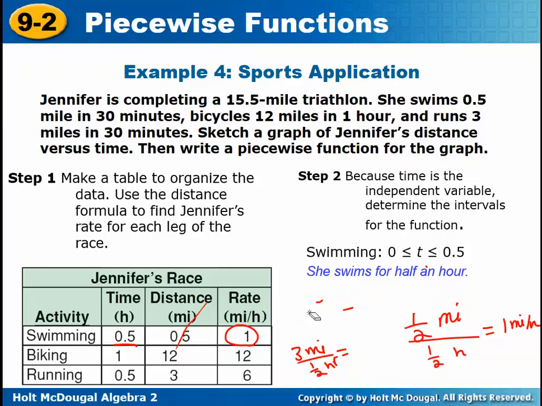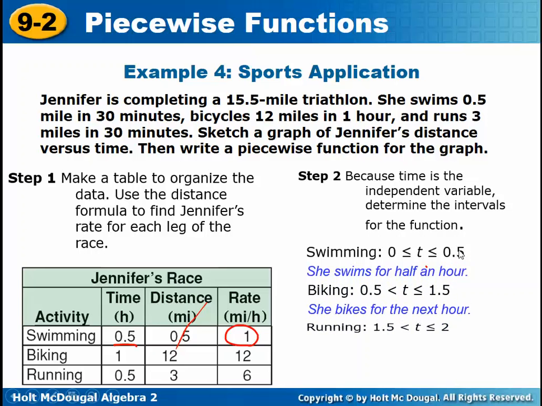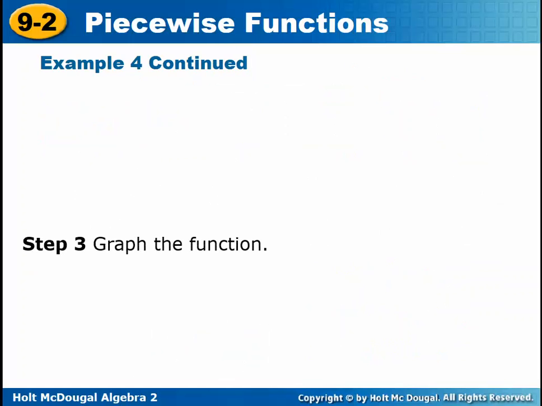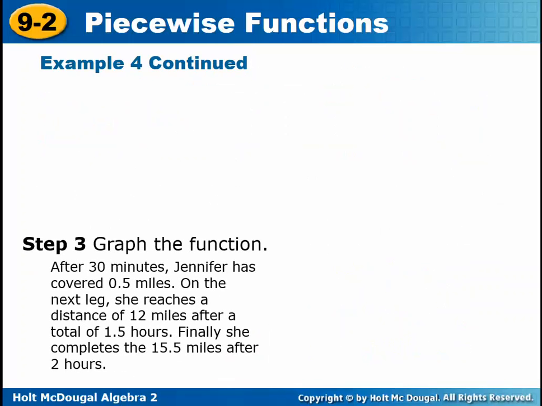First, let's pick our domains. So she swims for 1/2 hour. So our domain for time is between 0 and 0.5. Then she bikes, and she bikes from 0.5, from the first 1/2 hour, to 1.5 because it's for 1 hour. And then after that she runs for another 1/2 hour, so 1.5 to 2. Okay, so now we're going to graph this function.